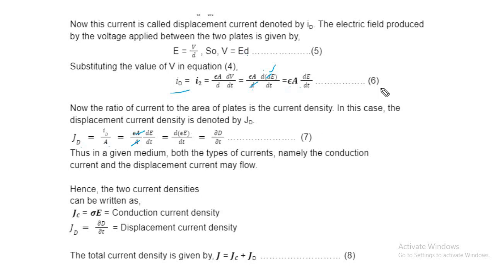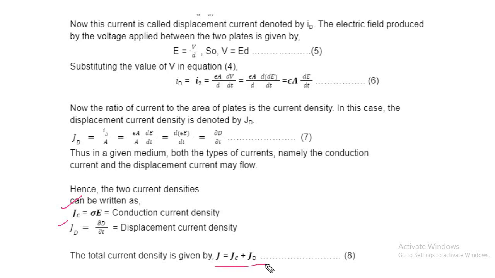So epsilon into E is represented by capital D. This is a vector. This is the applied electric field, and here D is the displacement because of the time dependent field. So J_D is given as dD by dt, the time dependent D. Now you have J_C and J_D, both terms are there. What is the total current? This is J_C plus J_D.